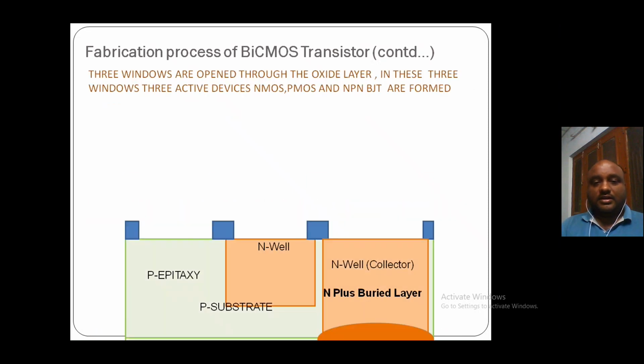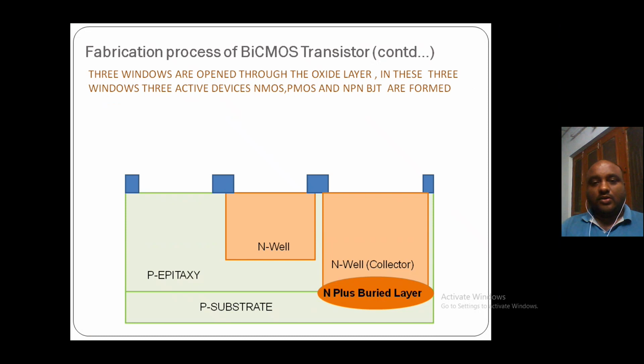Then three windows are opened using an oxide layer with the help of photolithography to form the three active devices. In the P epitaxy, we will form the NMOS device. In an N well, we will form the PMOS device. And in the N well collector, we will form the NPN BJT.